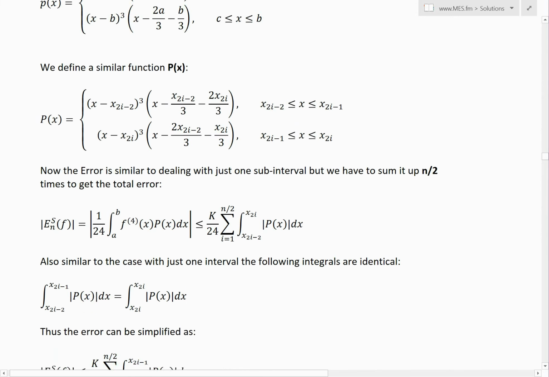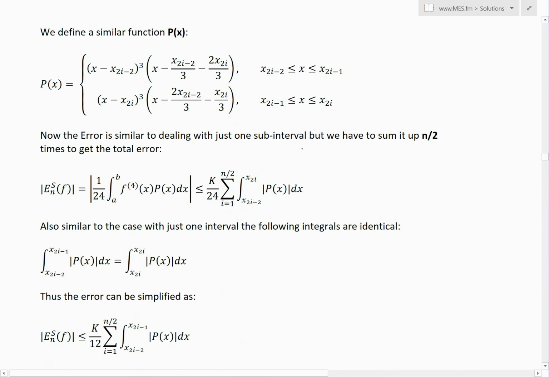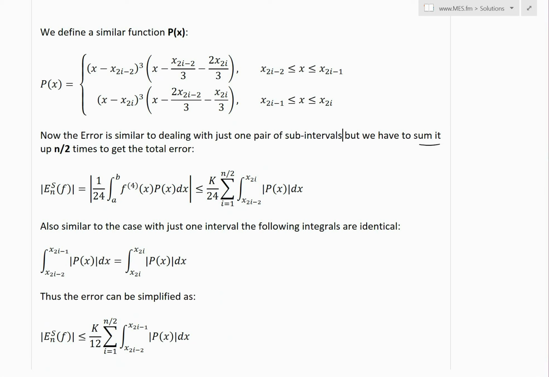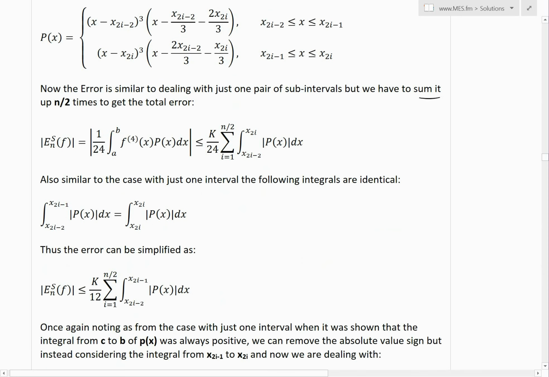Now the error is similar to dealing with just one pair of subintervals, but we have to sum it up n over 2 times to get the total error. So we have to sum it up over each pair of subintervals. So now this error is going to be the 1 over 24 integral of a to b of fourth derivative f of x times p of x dx, and now we're going to be dealing with summing all of these pairs of subintervals up.